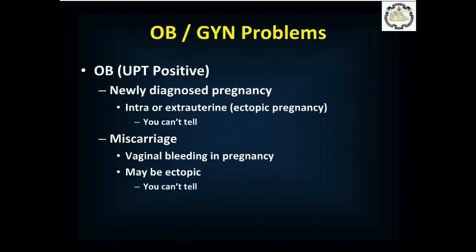You have a positive urine pregnancy test. If this is a newly diagnosed pregnancy, the pregnancy can be in the uterus or outside of the uterus, intrauterine or extrauterine. If it's outside of the uterus, it's called an ectopic pregnancy. That's usually in the fallopian tubes, the tubes that connect the ovaries to the uterus, but really it can be anywhere in the abdomen outside of the uterus, and you can't tell based on your exam or history. The problem with an ectopic pregnancy is that as it grows, if it ruptures, the woman can bleed to death.